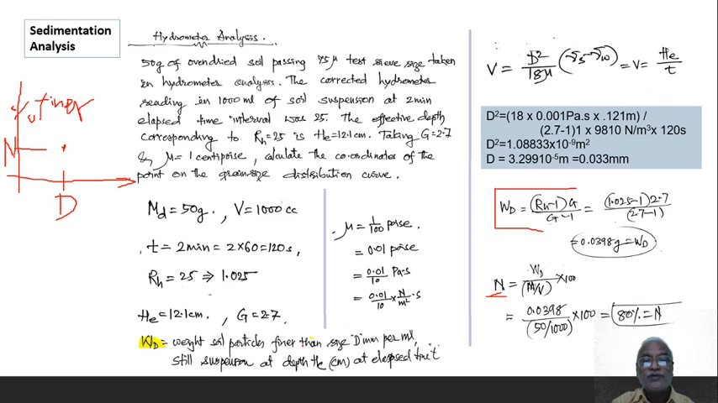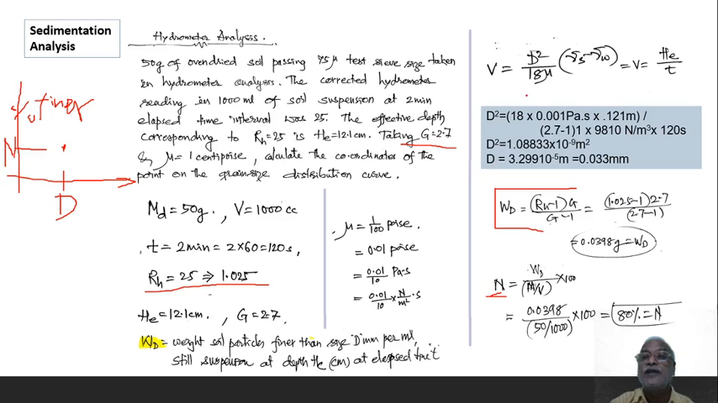Look at this, the weight of soil particles finer than size d per ml of still suspension at a depth of h. Now what is that expression? RH minus 1 into z divided by g minus 1. RH is the hydrometer reading, 1.025 minus 1, g is 2.7 given, divided by g minus 1, 2.7 minus 1, that is to say 0.0398 grams. WD is equal to 0.0398 grams. This is the amount of the soil finer than the size d.